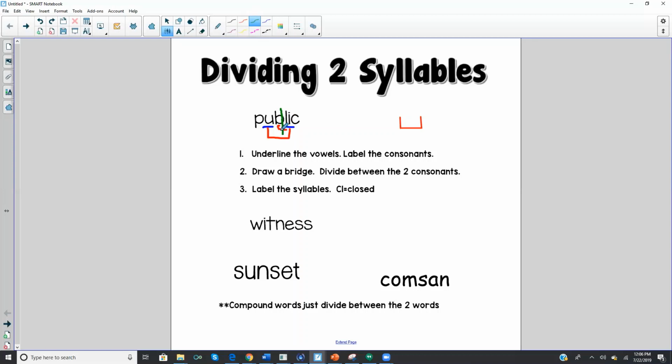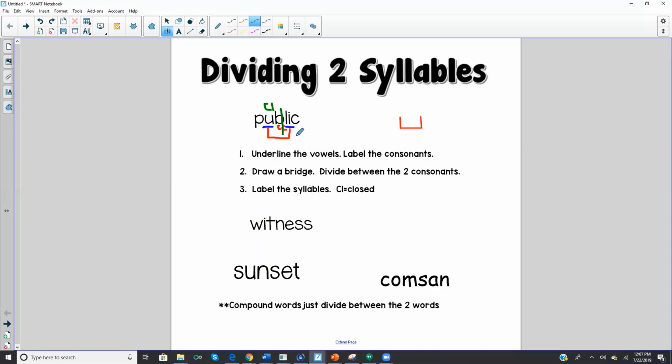Now, the last thing I'm going to do is label the syllables. So let's look at these two syllables. The first syllable is P-U-B, okay? Now, is that an open syllable or a closed syllable? Do you remember the difference between the two? P-U-B. That's a closed syllable because it ends in a consonant. And when a syllable is closed, it has a short vowel. So I'm going to label it C-L, okay?